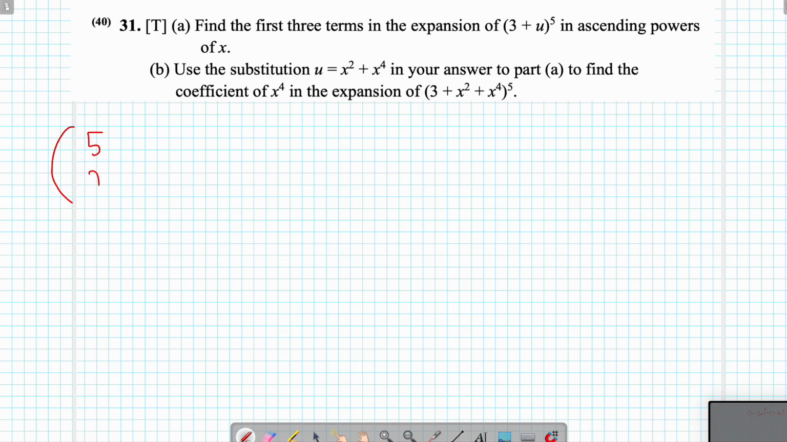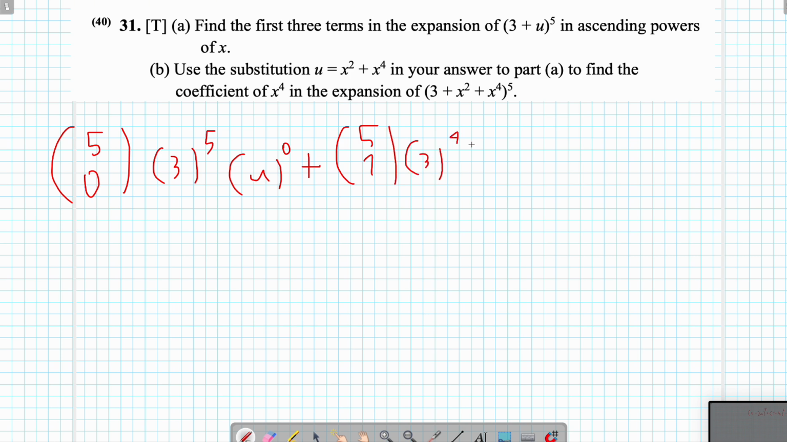5C0 times 3 to the 5 times u to the 0, plus again 5C1 times 3 to the 4 times u, plus 5C2 times 3 to the 3 times u squared.